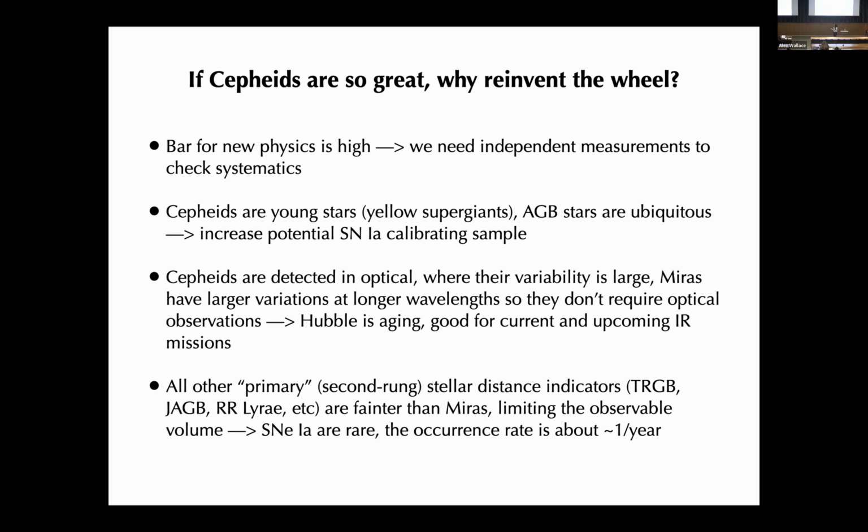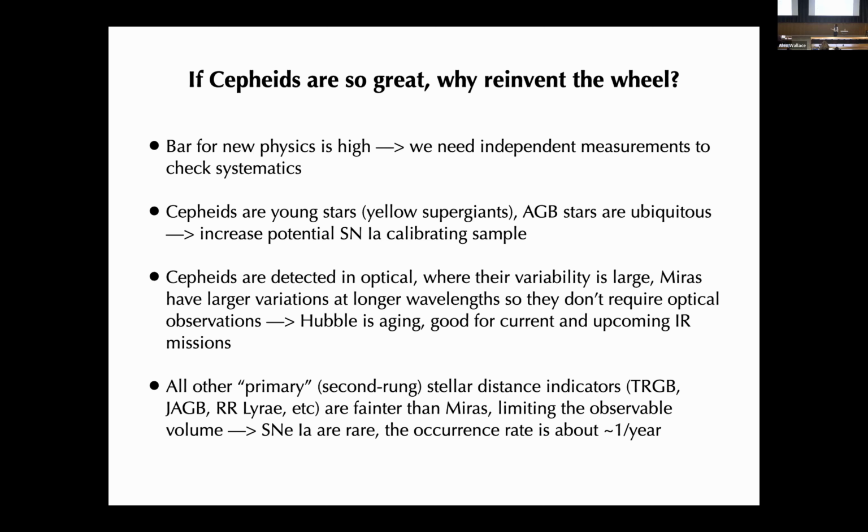so that we're not subject to the same systematics. Secondly, Cepheids are young stars. They're yellow supergiants. So they're really only found in galaxies with recent star formation. And that means that usually the HST Cepheid sample is in spiral galaxies, for example, whereas AGB stars are more ubiquitous. So we can look in elliptical galaxies as well. And that increases our potential for increasing the number of local type Ia supernovae that are calibrated, because now we can calibrate ones in galaxies that Cepheids couldn't reach initially.